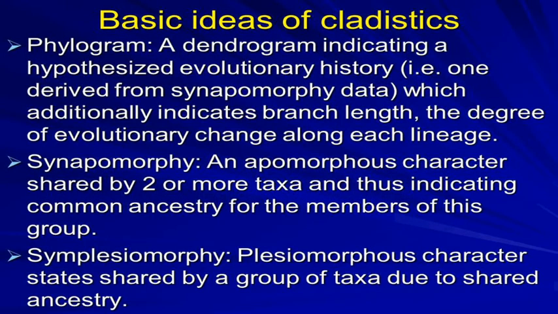Phylogram: a dendrogram indicating a hypothesized evolutionary history which additionally indicates branch length, the degree of evolutionary change along each lineage. Now, the synapomorphy: an apomorphous character shared by two or more taxa and thus indicating common ancestry for the members of the group. Plesiomorphy: the plesiomorphous character state shared by a group of taxa due to shared ancestors.